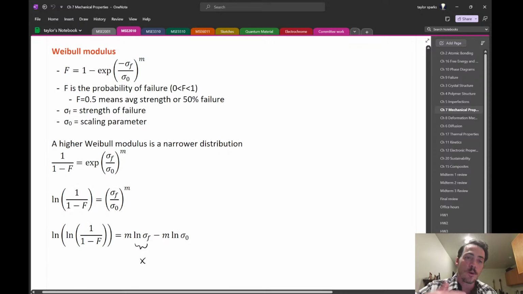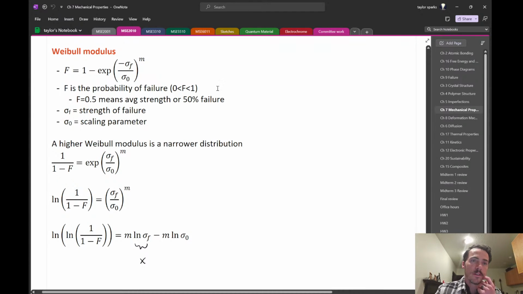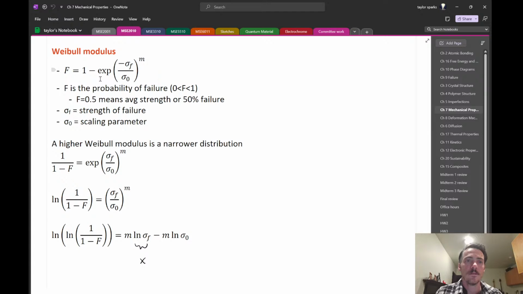There's many equations that you could choose to use to fit your data, but a convenient one that we're going to use in this class and that many others use is the Weibull modulus equation shown at the top here, where it says F is equal to 1 minus the exponential of negative sigma sub f over sigma sub 0 raised to the m.